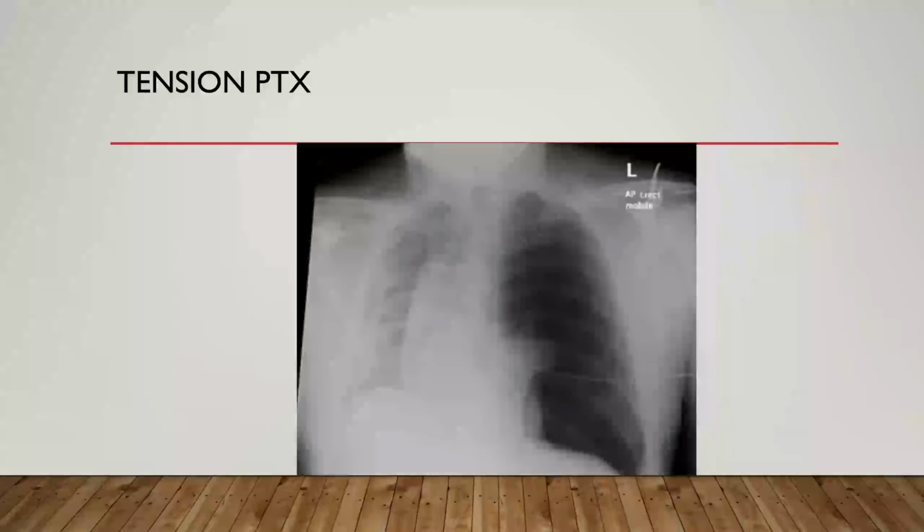Okay, so this is a tension pneumothorax on the left side. You see that the trachea is deviated to the right. The whole heart is pushed to the right side, and this lucency, that's a pneumothorax.